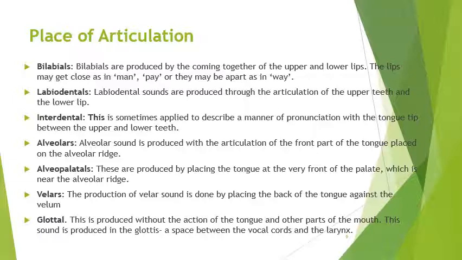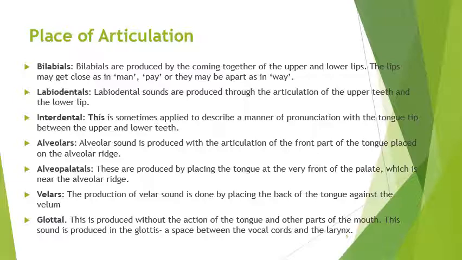Number one, we have bilabials. Bilabials are produced by the coming together of upper and lower lips. Remember, we have lips as one of the speech organs. So we have the upper lip and the lower lip. When the two come together, they produce sounds like m, p, and w. All these are bilabials. As we can see on the slides, we have examples like man, pen, and we.